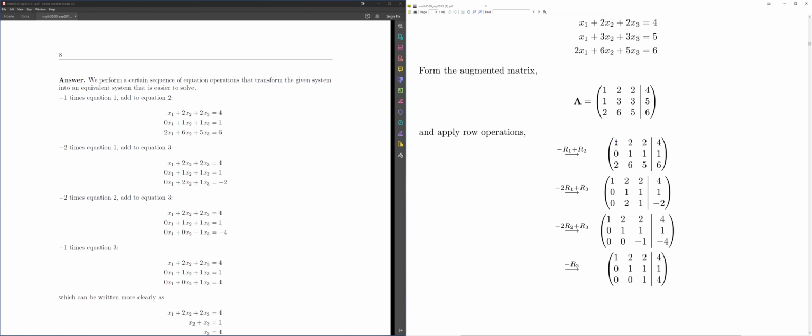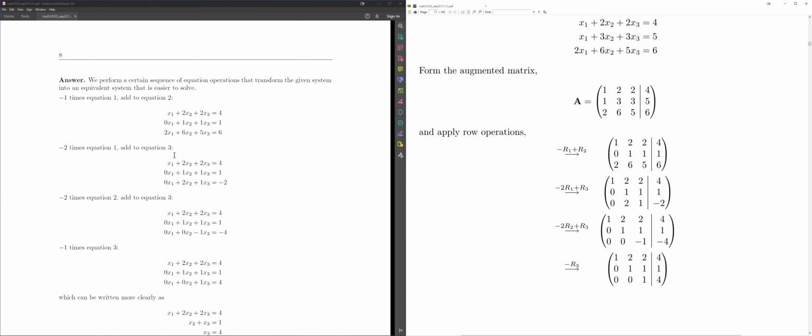Multiply throughout by minus 2. Minus 2 times the 1 plus the 2 would give me 0. Minus 2 times the 2 would give me minus 4 plus the 6 would give me 2. Minus 2 times the 2 would give me minus 4 plus the 5 would give me 1. And minus 2 times the 4 would give me minus 8 plus the 6 would give me minus 2. And that is actually exactly what I did when I went from here to here.